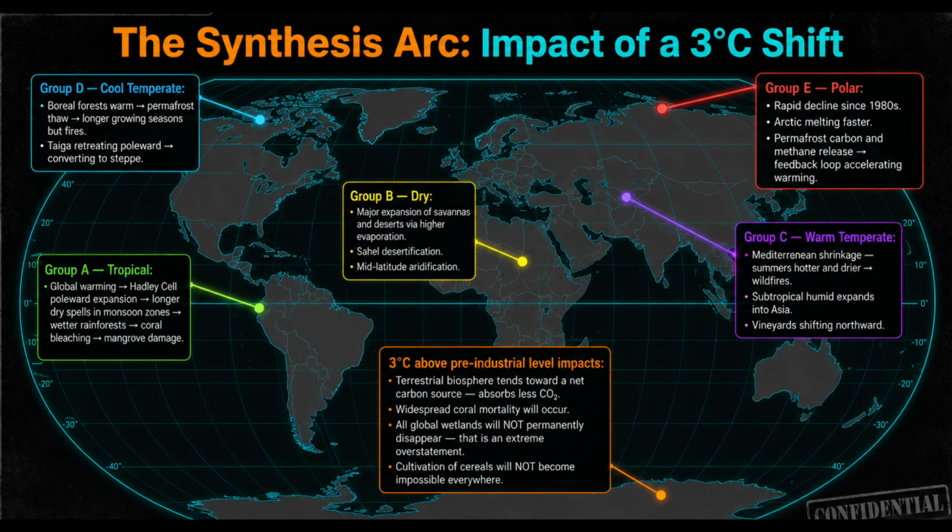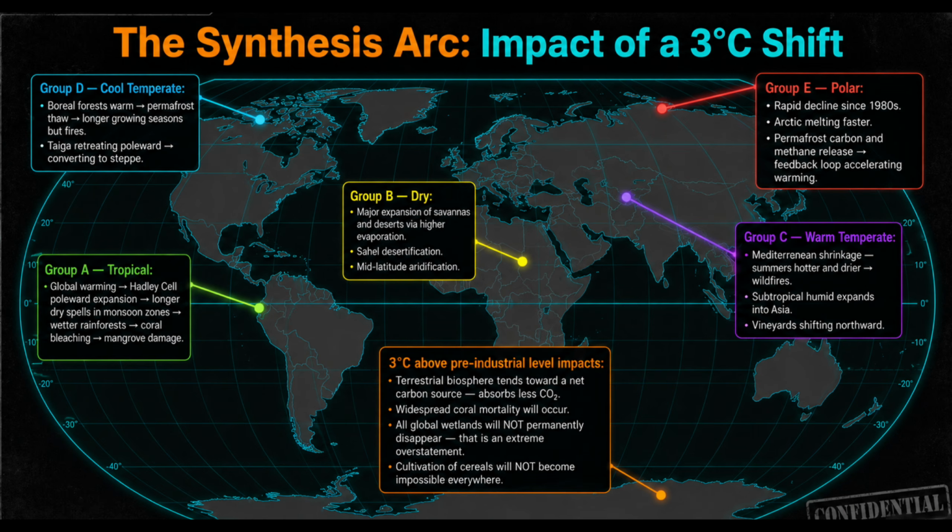Subtropical humid expands into Asia. Vineyards shifting northward. Group D, cool temperate: boreal forests, warm permafrost, thaw, longer growing seasons but fires. Taiga retreating poleward, converting to steppe. Group E, polar: rapid decline since the 1980s. Arctic melting faster. Permafrost, carbon and methane release, a feedback loop accelerating warming.